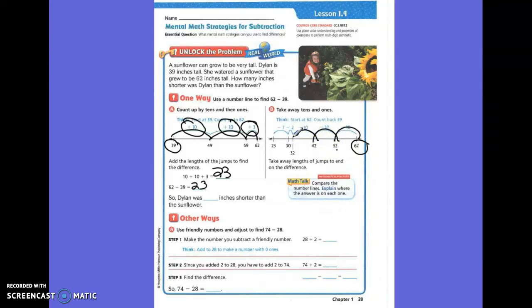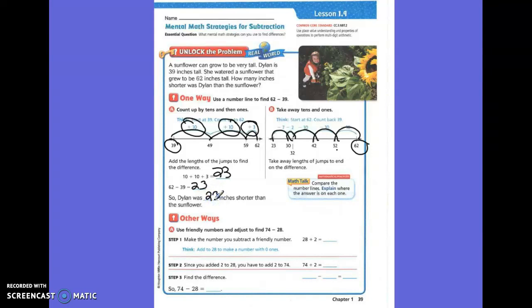Okay. Then you can jump back 9, or they split 9 up into 7 and 2. So they jump back 2 to 30. Jump back 7 more, and that is 23, which is the answer. So Dylan was how many inches shorter than the sunflower? 23.